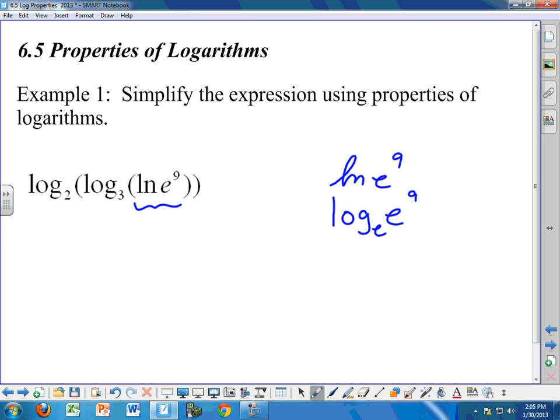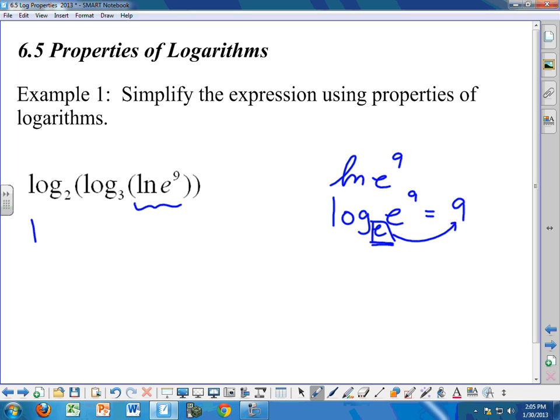And of course, from our properties, we see that that should be 9. The reason for that is because we're asking ourselves, what is the power of this base right here? What is the power of e that produces e to the ninth? And so e to that power equals e to the ninth. So by definition, that would be 9.